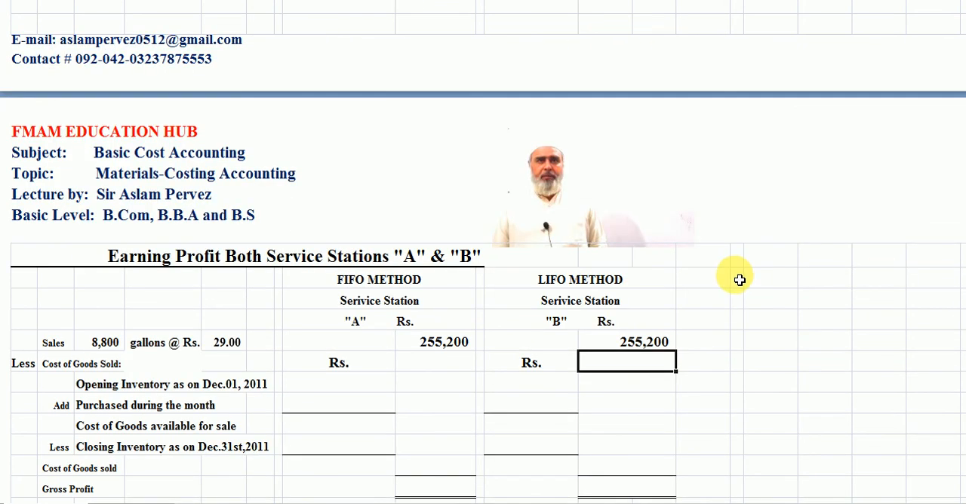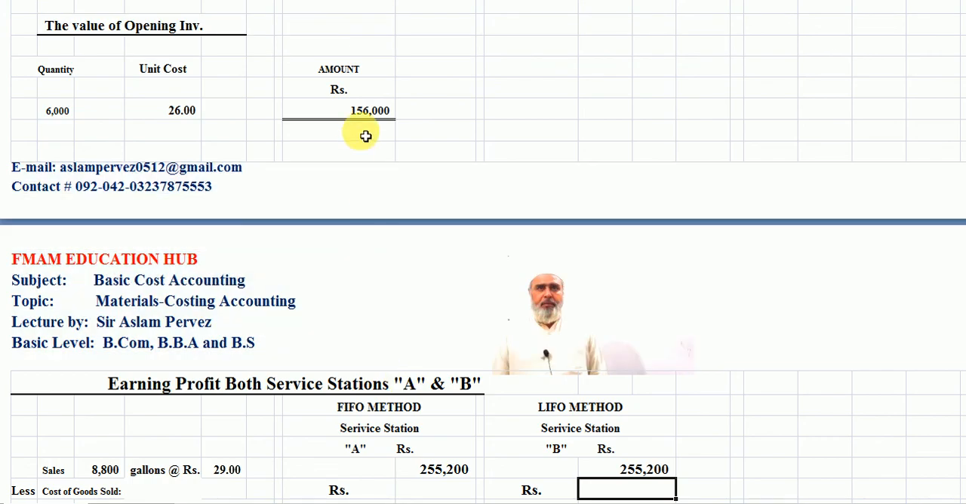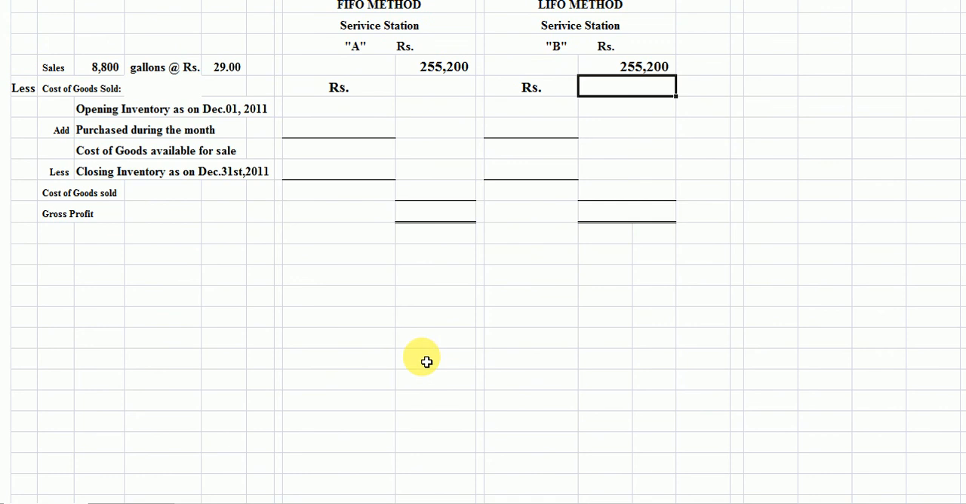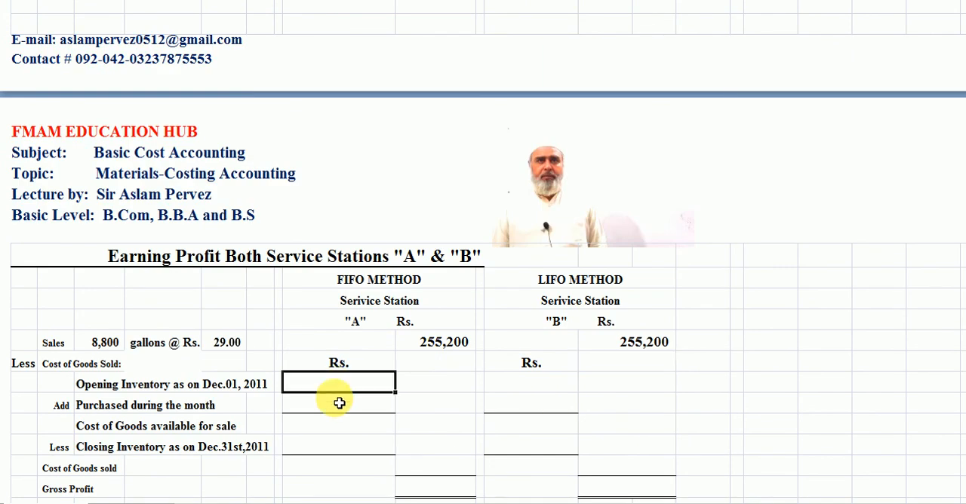Students, you are looking here. This is our sales. Both are service stations, A and B here. Now we find out the cost of goods sold here. We have to deduct from sales the cost of goods sold. The opening inventory as on December 1st, 2011 is 1,56,000 rupees here.